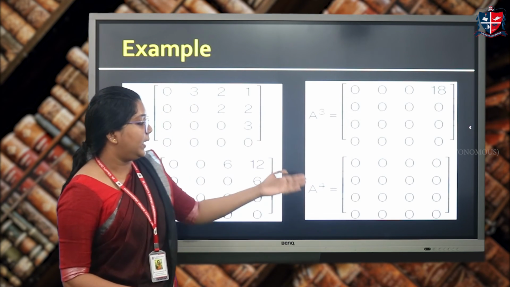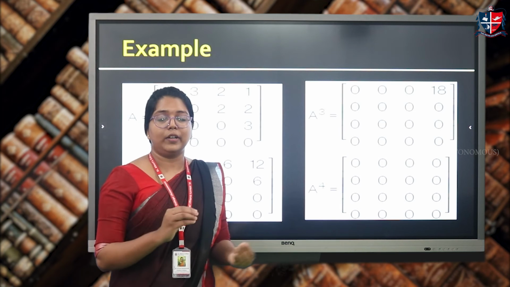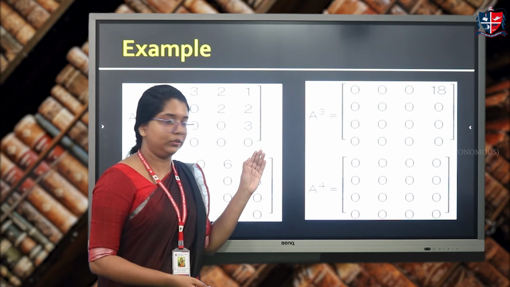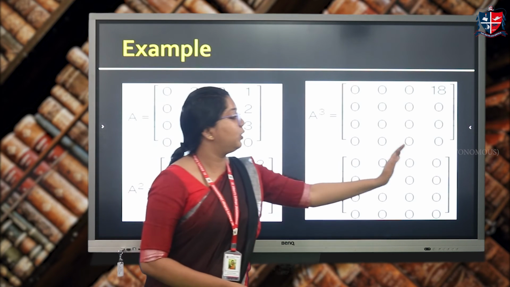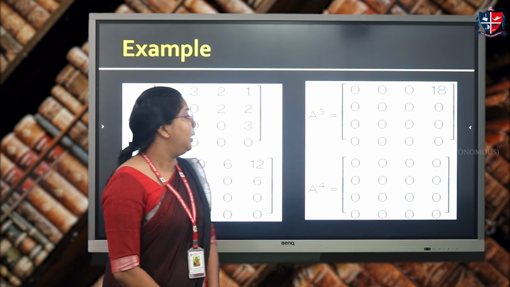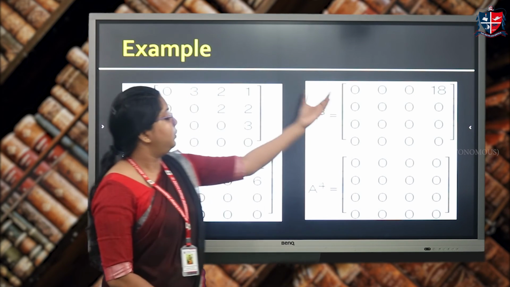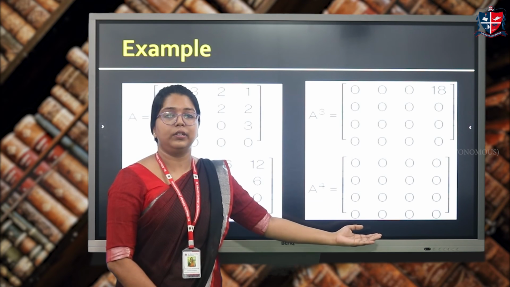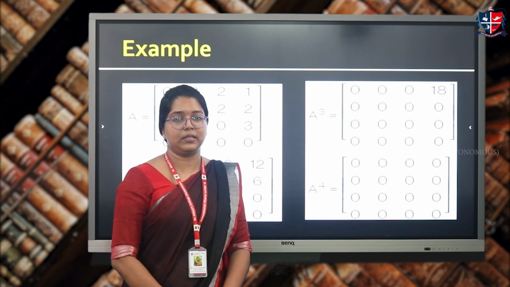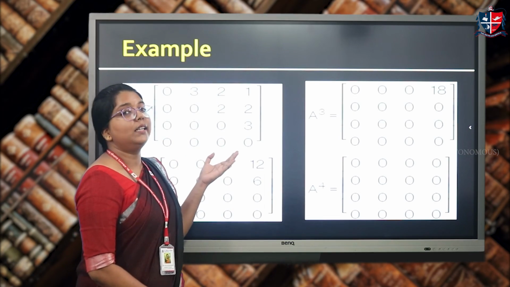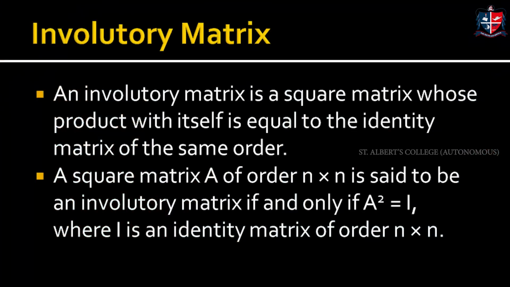But upon doing A raised to 4, which is A square into A square, or even A cube into A, we get the zero matrix. As you can see, all the entries are 0. So A square, A cube, and finally A raised to 4 has to be calculated in order to achieve the zero matrix. Therefore, we can see that matrix A is a nilpotent matrix.